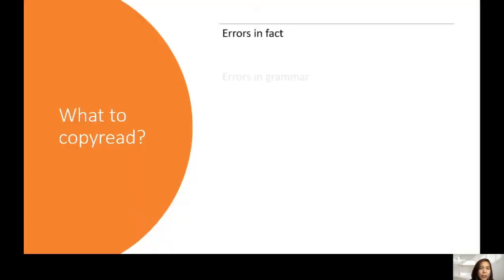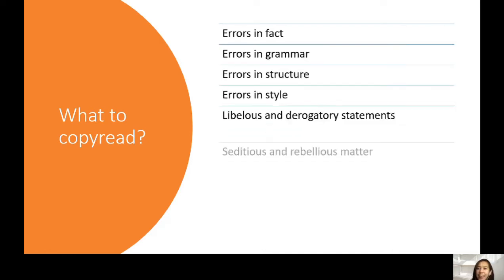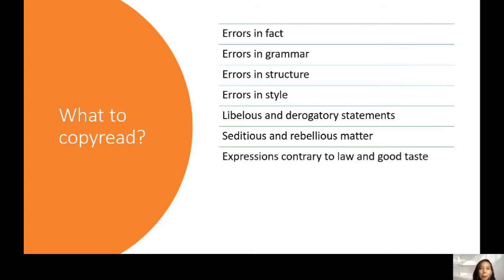Okay, so what should we copy read? Errors in fact, grammar, structure, style, derogatory statements, or libelous. Baka naman kasi makasuhan yung newspaper nyo kapag pinablish yan. So you have to check on that. Seditious and rebellious matter, parang masyado na siyang nakakasira ng tao, okay, without proper documents, expressions contrary to law or good taste, parang may batas na ganito, pero you are stating the contrary, so it's not a good thing.